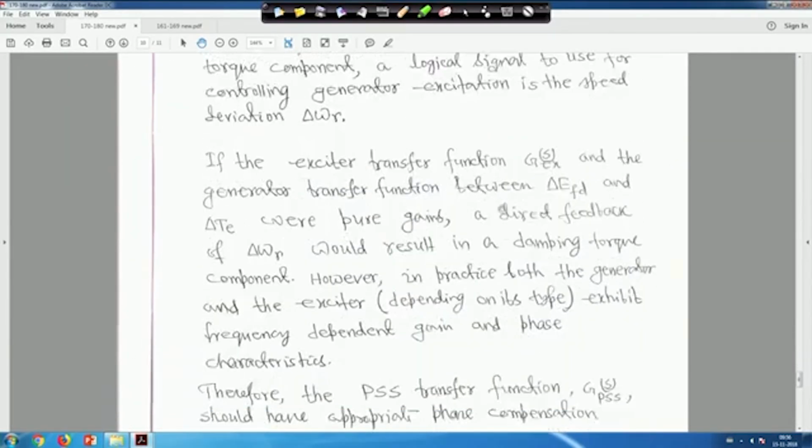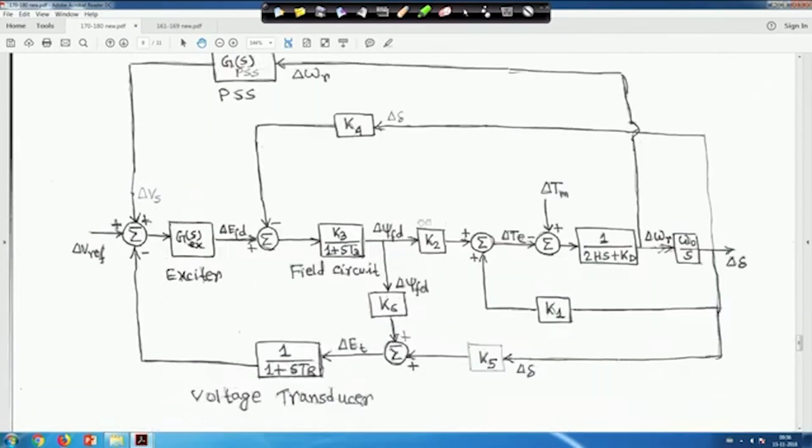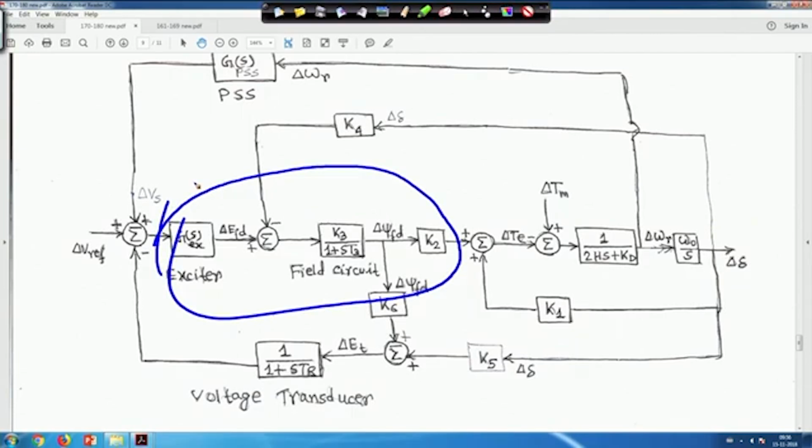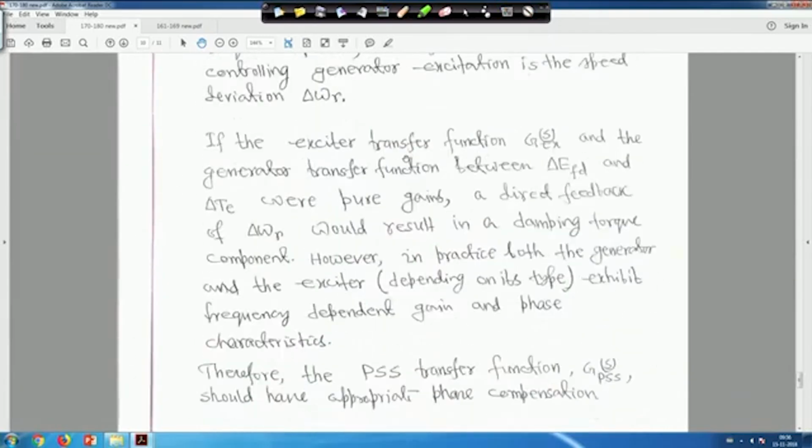Now, if the exciter transfer function GEX(s) and the generator transfer function between delta EFD and delta Te are pure gains, that means in between these blocks, if it is a pure gain, then a direct feedback of delta omega would result in a damping torque component. So, that we have to see how we can make the direct gain.